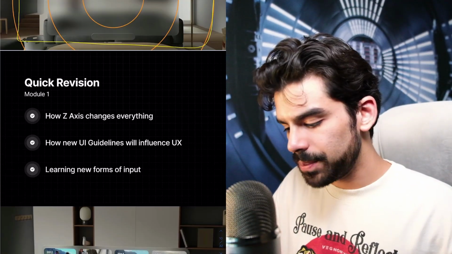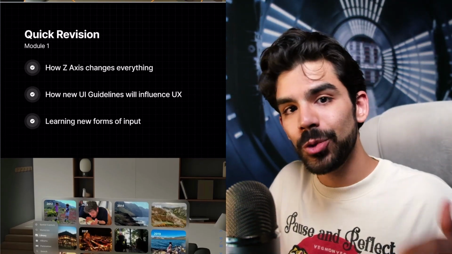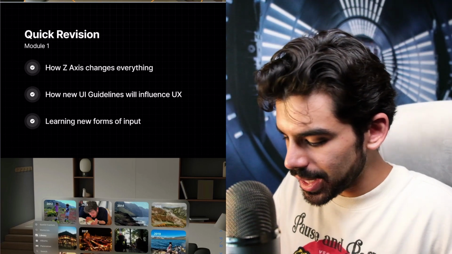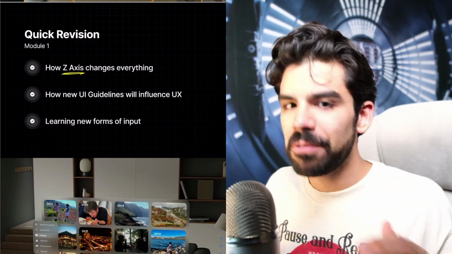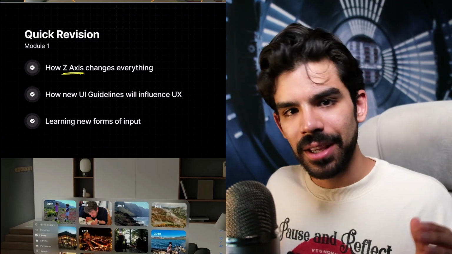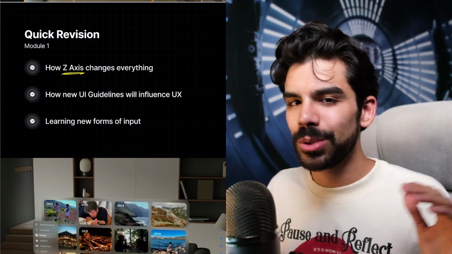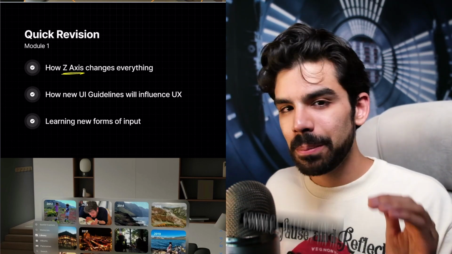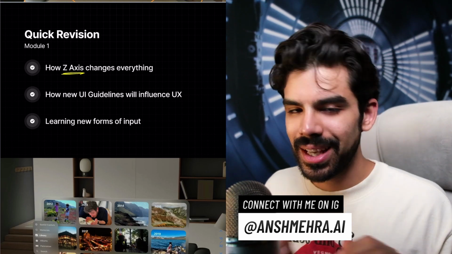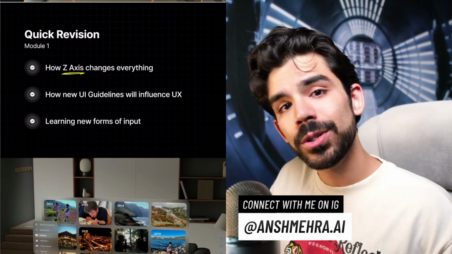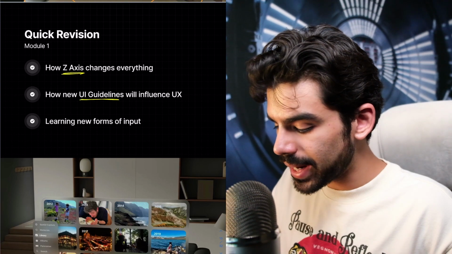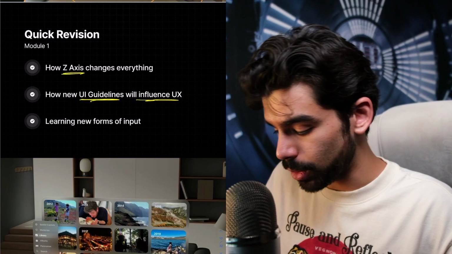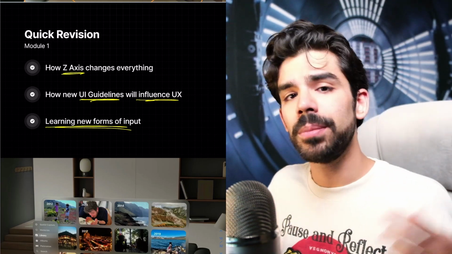So of course, this was a very quick module. We have two modules left, but just to quickly revise everything that we've done till now, we understood how the z-axis changes everything about the Vision Pro guidelines. If you were in a two-dimensional space, there was no spatial audio, there was only one category of input, there were only two axes, but just by introducing one more axis, the entire game changes. Then we also had a quick look at how the new UI guidelines would look and how they would influence the user experience of someone who's using the Vision Pro. And then we briefly touched upon some new forms of input.